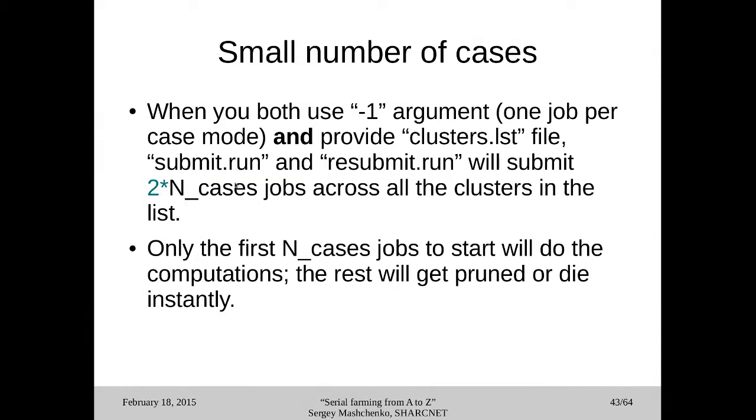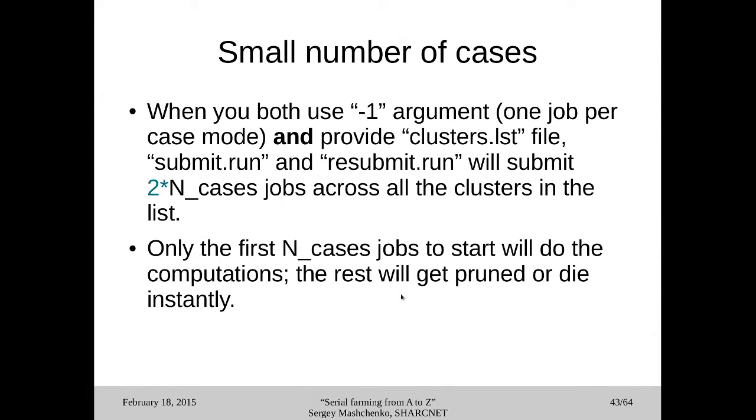So don't be surprised when you use this -1 argument and you provide clusters.lst file, you will see the script, sorry, is trying to submit twice more number of jobs compared to number of cases. Don't worry about those cases or jobs which will never have anything to compute. Only the very first n cases jobs will actually do computations.